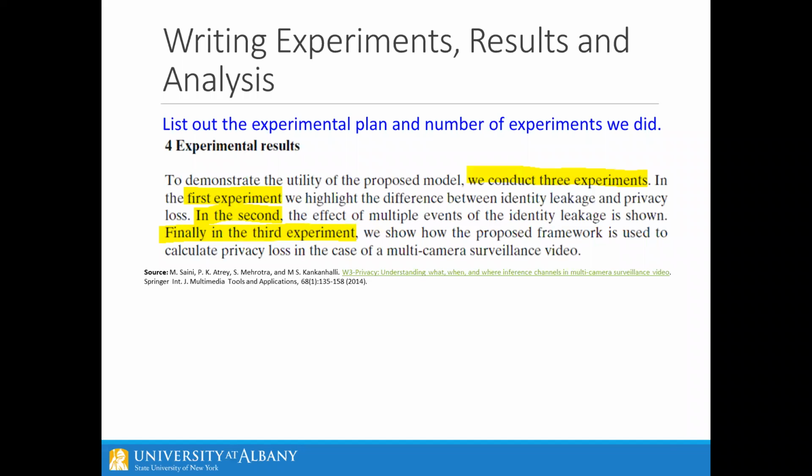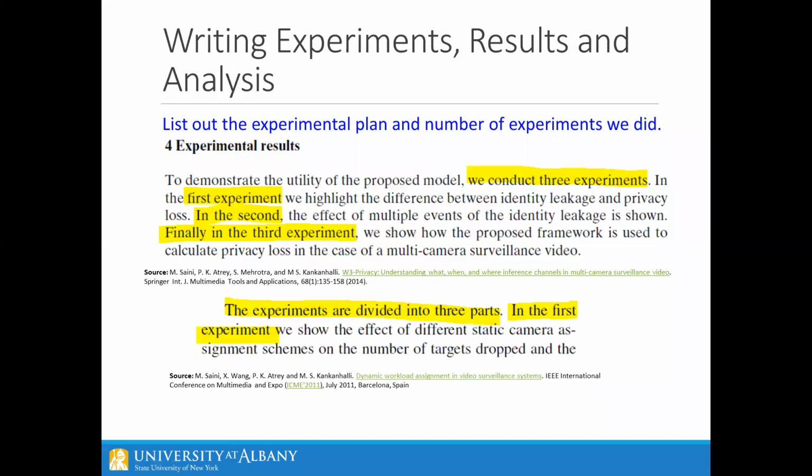All right, and then list out the experimental plan. How many experiments did you do, and what were those? One example here is coming from this article, W3 privacy: to demonstrate the utility of the proposed model, we conduct 3 experiments. In the first experiment we do this, in the second experiment we did this, and finally in the third experiment we did this. So you can mention these experiments clearly. Another example is you could divide experiments into multiple parts and say that in the first part of the experiment we did this, in the second part we did this, and so on.